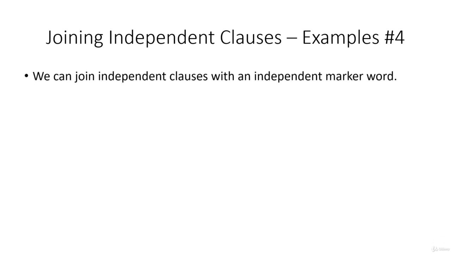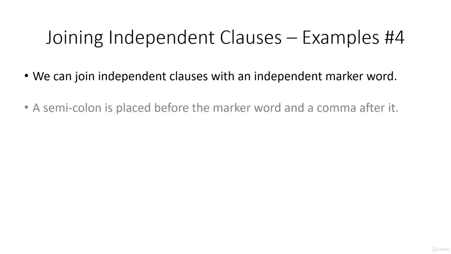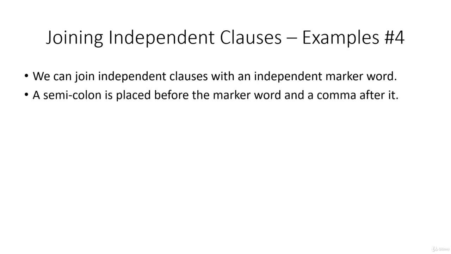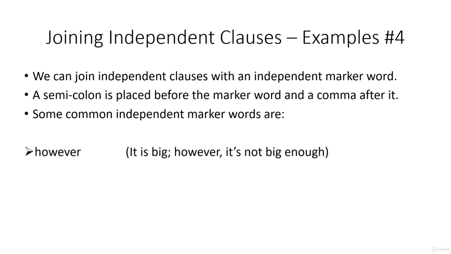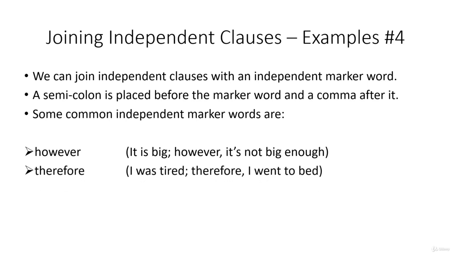Or we can join independent clauses by use of an independent marker word. So a semicolon is placed before the marker word and a comma after it. So some common independent marker words are however. So we can say it is big; however, it's not big enough. Therefore, I was tired; therefore, I went to bed.